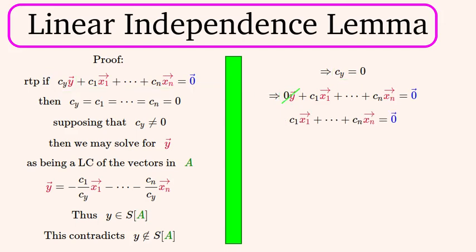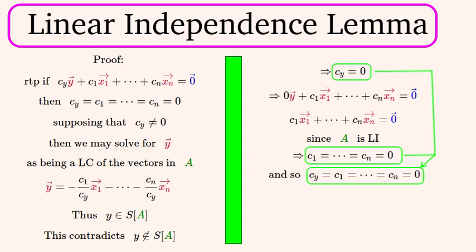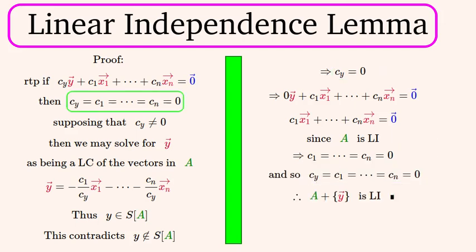And we can remove this vector from the list. But this vector is in the span of A, and because A is linearly independent, then all of these constants are 0 as well. So we can say that all of the constants are 0. And this satisfies what we're trying to find at the beginning. So the set A plus y is linearly independent, and so we've completed the proof. And we can also write out the set like this.